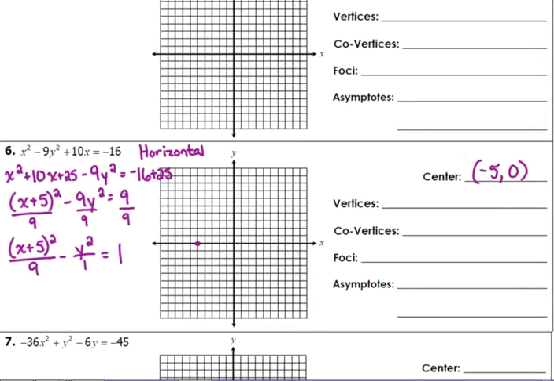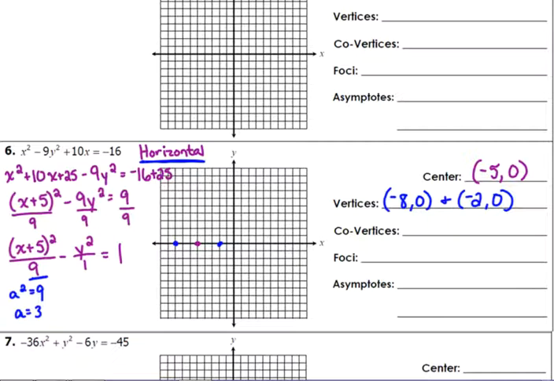We need to find our vertices. They are plus and minus a units away from the center. So a is always the first coefficient now. So a squared is equal to 9, so a is equal to 3. So we go 3 units in both directions horizontally from the center. So 1, 2, 3, 1, 2, 3. Those are our vertices. So that is at negative 8, 0, and negative 2, 0. Add and subtract 3 from the x.